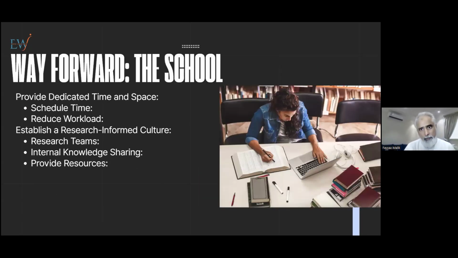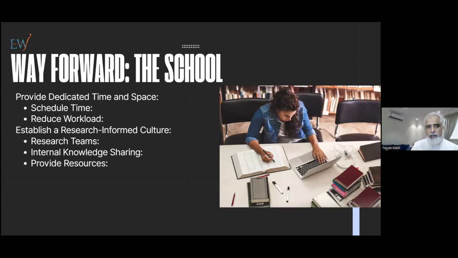But what is the way forward? So, moving towards the end, what schools can do. Schools can provide dedicated time and space, schedule time for teachers where they can get into this discussion, maybe as part of professional development meetings, or even reading circles, like sharing an article based on research and then sitting together and discussing that.